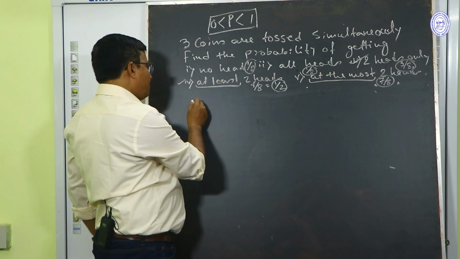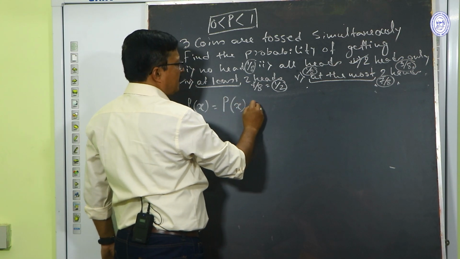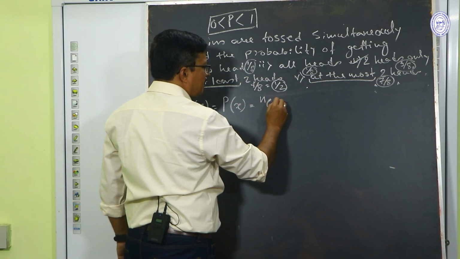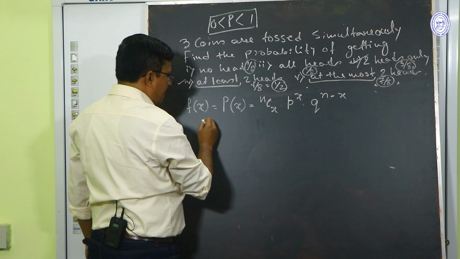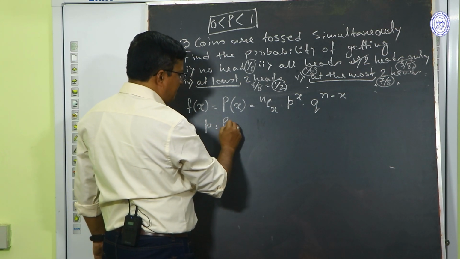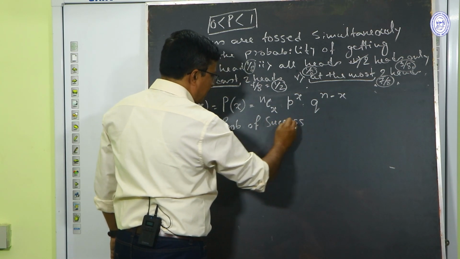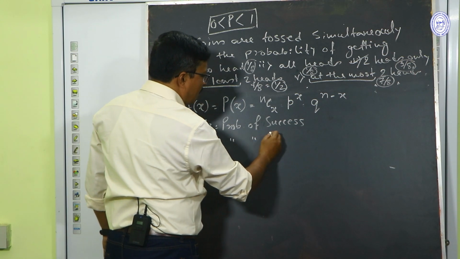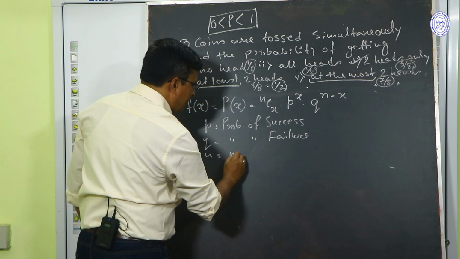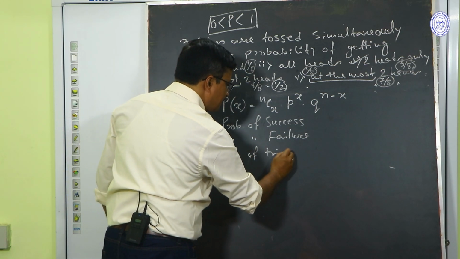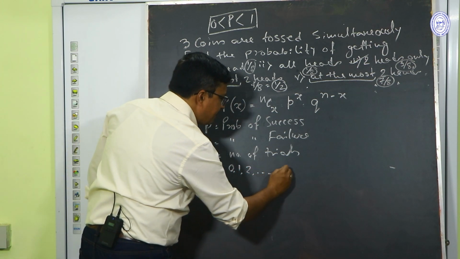The distribution is a function of x, or probability of x is equal to nCx p to the power x q to the power n minus x, where p is the probability of success, q is the probability of failure, n means number of trials, and x is a finite value starting from 0 and ending in n.